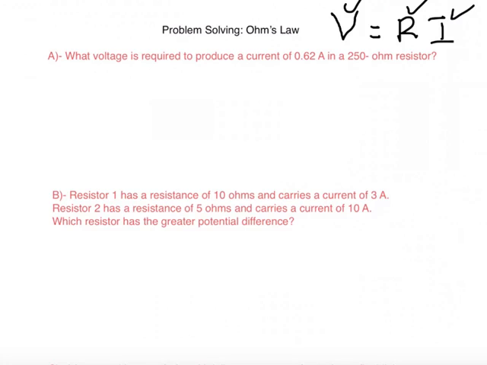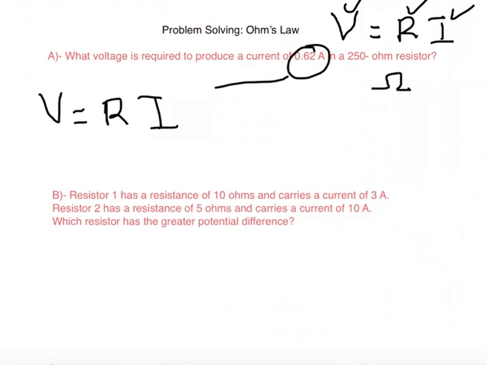What voltage is required to produce a current of 0.62 amperes in a 250 ohms resistor? Now, ohms is the unit for resistor. We can also find it somewhere with the letter omega, capital omega. So that's a straightforward equation of V equals Ri.